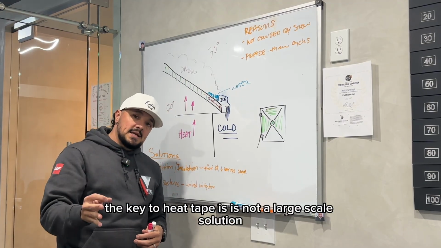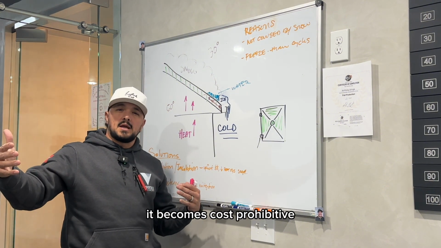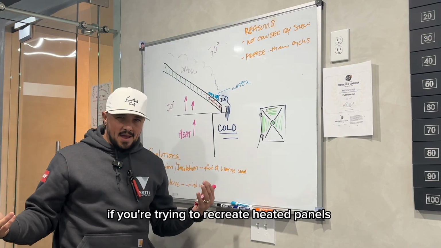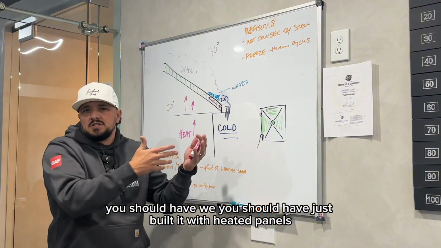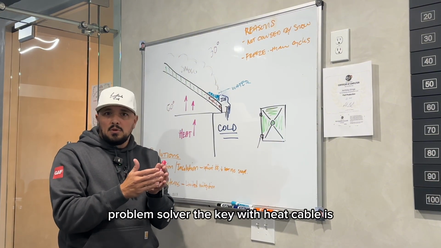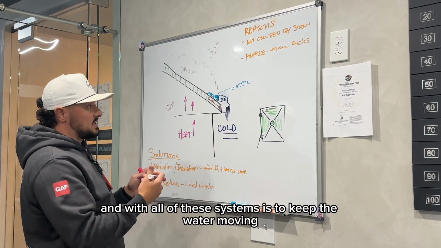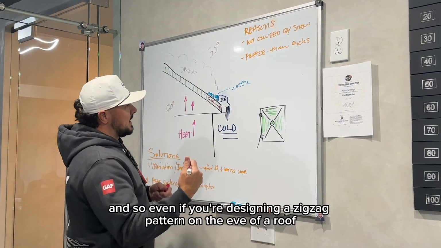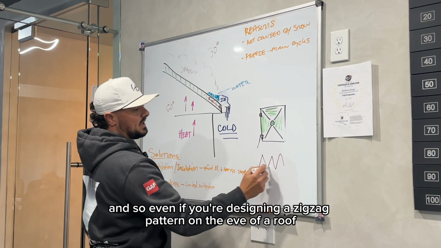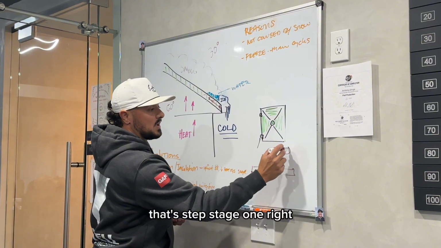The key to heat tape is it's not a large scale solution. It becomes cost prohibitive if you're trying to recreate heated panels. You should have just built it with heated panels, but it is an acute problem solver. The key with heat cable, and with all of these systems, is to keep the water moving. And so even if you're designing a zigzag pattern on the eave of a roof, that's stage one, right?